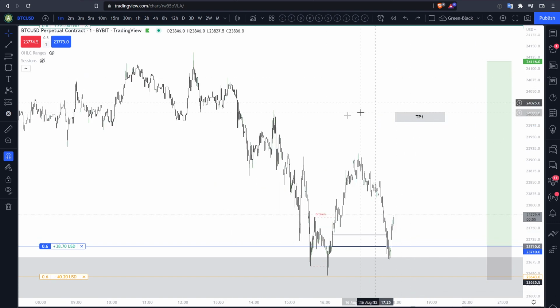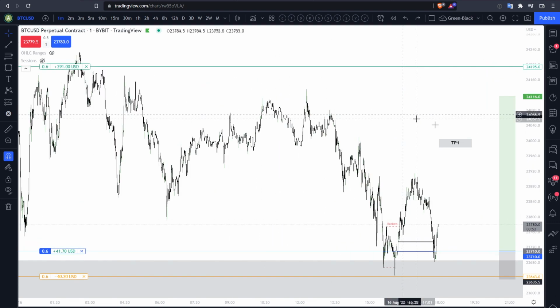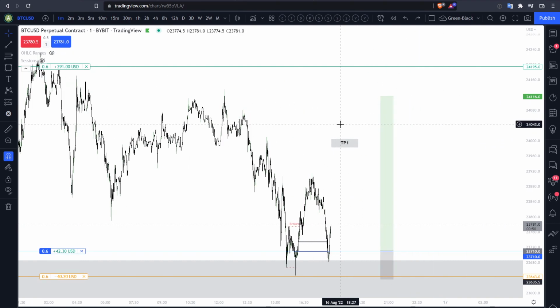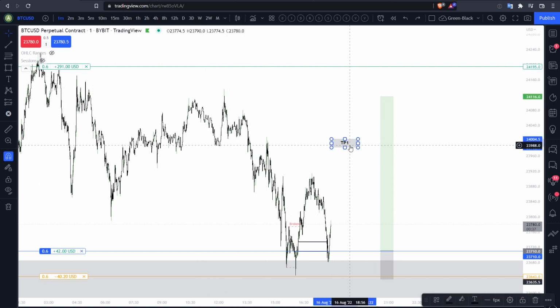Next, if we take out this high, I would target this high next. It's an overall high of this trend. Indeed, if the bullish scenario continues, then this high will be hunted next.